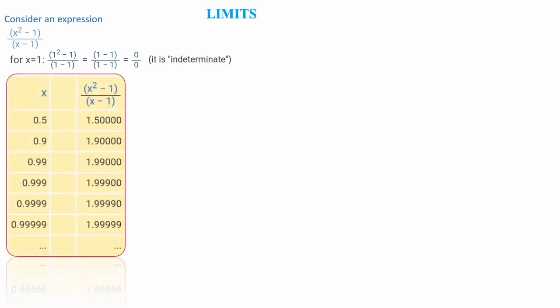That is, starting from x is equal to 0.5. When x is equal to 0.5, we have to replace x and put 0.5, that is 0.5 square minus 1 divided by 0.5 minus 1. So what we get here is 1.5000. You can use your calculator to find out if you want. Then 0.9, when we substitute, we will get 1.9.